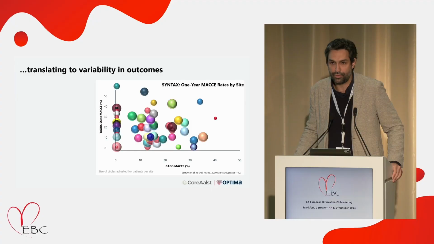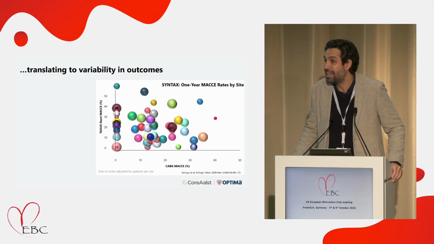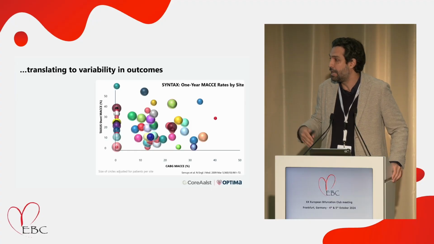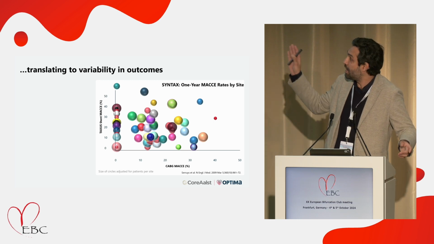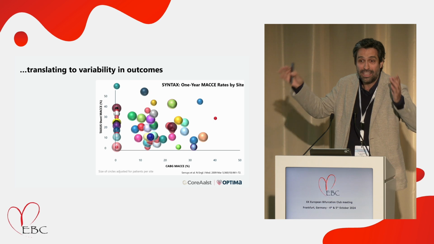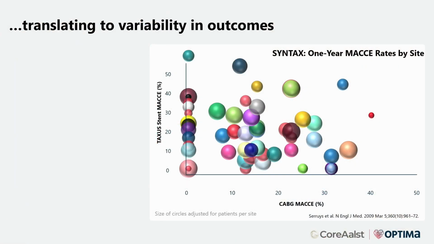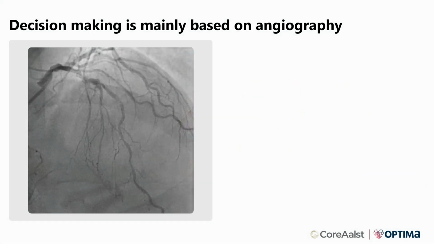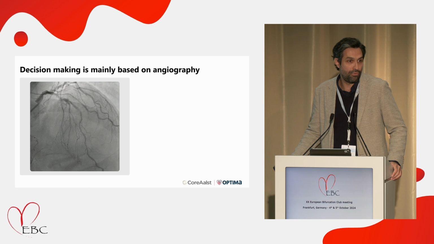Famous slide from Professor Serruys, basically showing the event rate in both the PCI and the surgical arm in the SYNTAX trial. And every ball is a different site. So look at the variability in the outcomes according to the randomization arm. This is unbelievable. And the reason is basically what I showed before. Why is this? Well, basically, we're making decisions without really being informed.